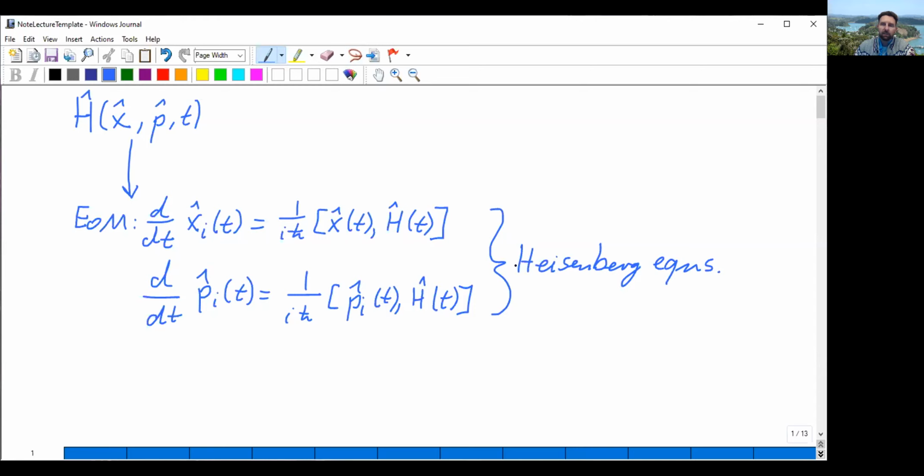The Heisenberg equations of motion are simply the Hamiltonian equations of motion, because this commutator is proportional to the Poisson bracket, and the proportionality factor is just the i h bar. So if we re-express that in terms of the Poisson bracket, where it comes from, it would simply say that the time derivative of x hat is the Poisson bracket between x hat and h hat, and the same down here. So what we found is that we have to solve the Heisenberg equations of motion next.